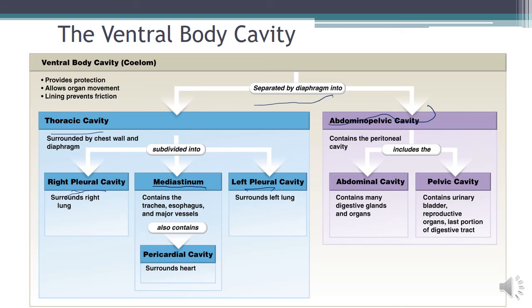Also, what's nice about this flow chart is it tells you what these cavities contain, and you should pay attention to that. Inside the mediastinum, you have the pericardial cavity, which will surround the heart. The flow chart shows you that the abdominal pelvic cavity can be divided into the abdominal cavity and the pelvic cavity, and then it shows you what these two cavities contain here.